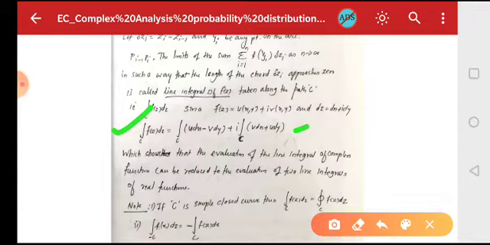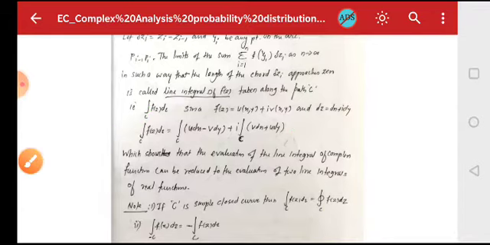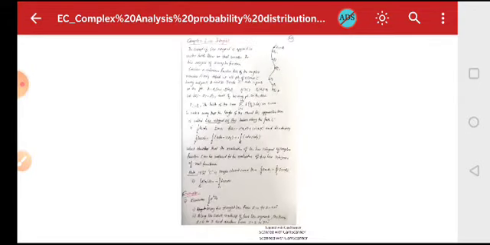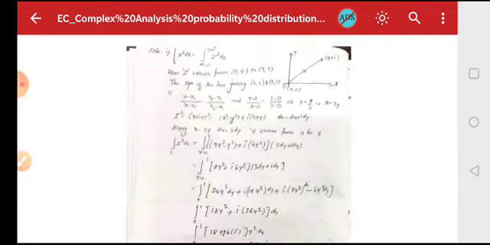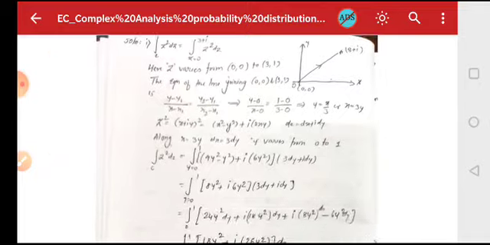This shows that the evaluation of the line integral of a complex function can be reduced to the evaluation of the line integral of a real function. Next we will try to solve some examples. So, first, one example.